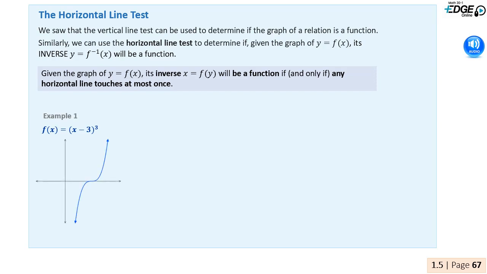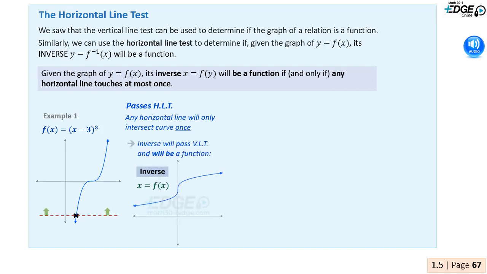Consider for a moment this first graph, f(x) equals (x - 3) squared. We can clearly see that it is a function. However, that does not necessarily mean that its inverse will be a function. By passing a horizontal line over this, we see that it will never cross at more than one point at a time. Therefore, when we draw the inverse of this function and take a vertical line and pass it over, we will expect that vertical line will also never cross at more than one point at a time.